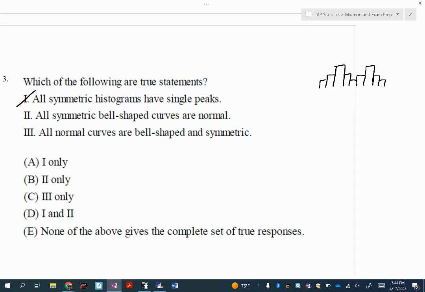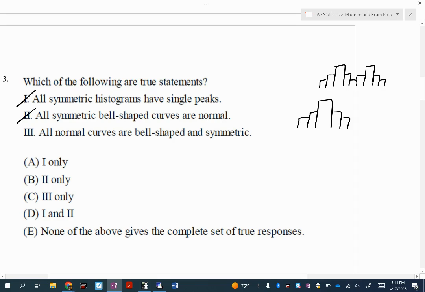All symmetrical bell-shaped curves are normal. Now, again, I don't really say bell-shaped, right? I say unimodal. Let's think of a unimodal one. Is this unimodal and symmetric? Yeah? Is it perfectly symmetric? I mean, I try my best, right? But again, just because it's unimodal and roughly symmetric, can I assume normality? No, you have to actually be told that something is a normal model. All right, so 2 is trying to get you to go backwards.